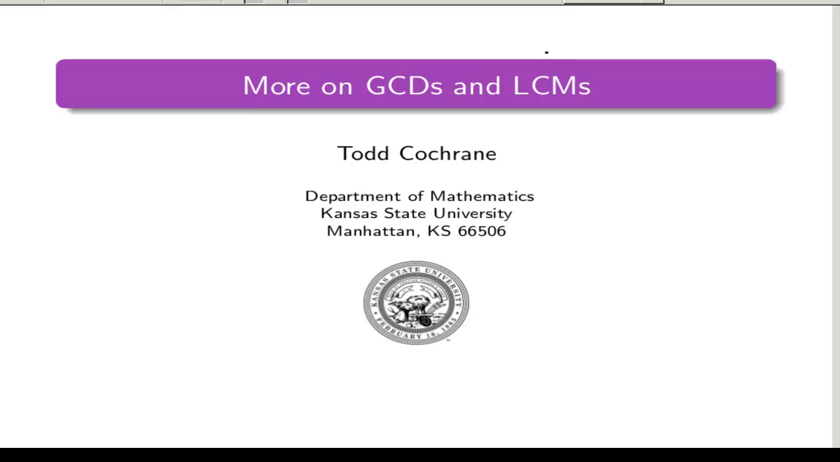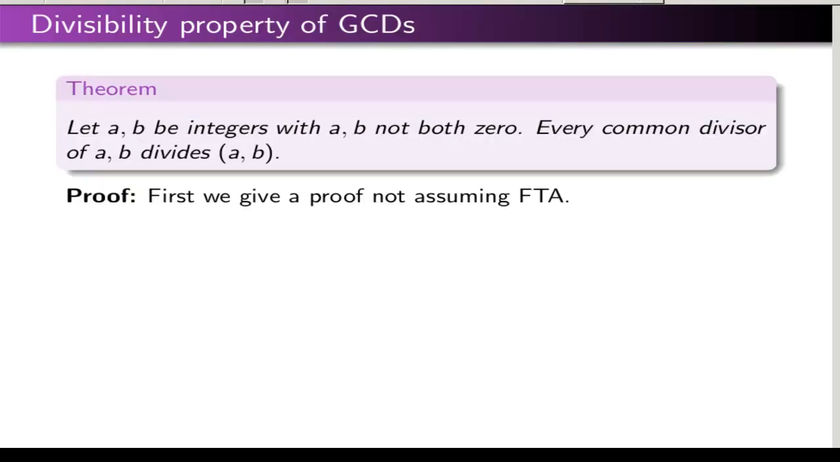I want to talk a little more about GCDs and LCMs in this section. First theorem we'll talk about is this. Suppose a and b are integers not both 0, then I claim that every common divisor of a and b is a divisor of the greatest common divisor.